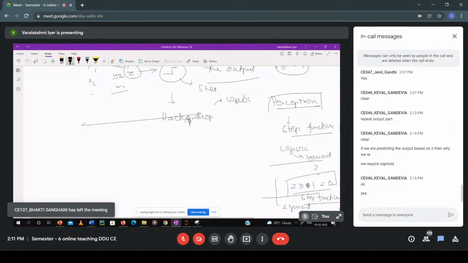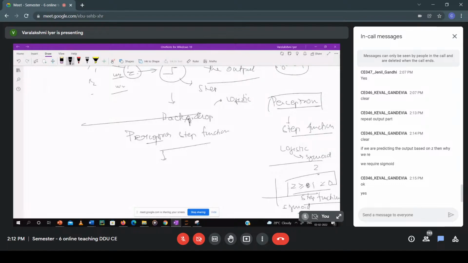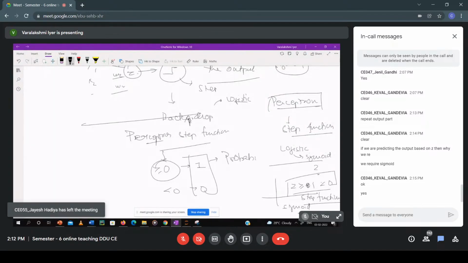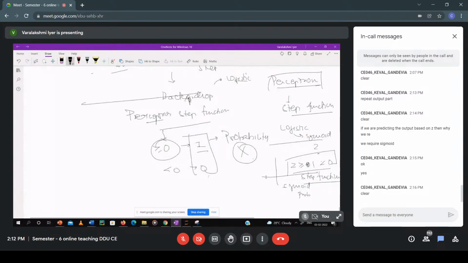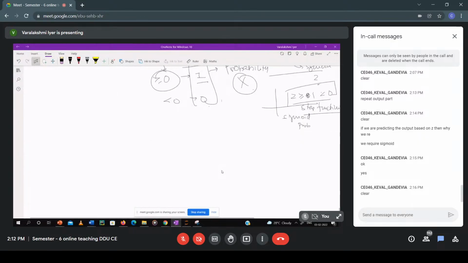So in this perceptron, we are actually utilizing a step function. In this step function, if your z value is higher than 0, you will predict y as 1 as the output, and if it is less than 0, we'll predict 0 as the output. In this case, you will not be getting probability values. You will only get 1 or 0 as the output in the case of perceptron. Is this clear? Yes or no?